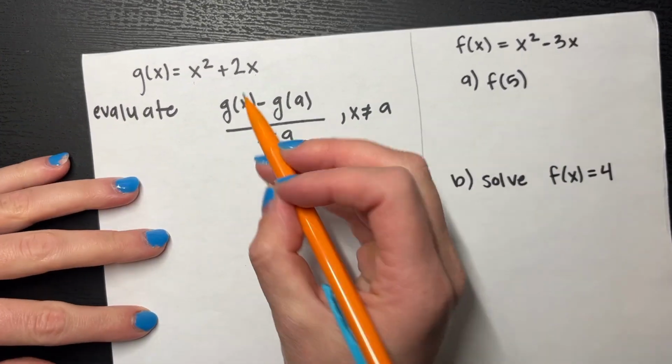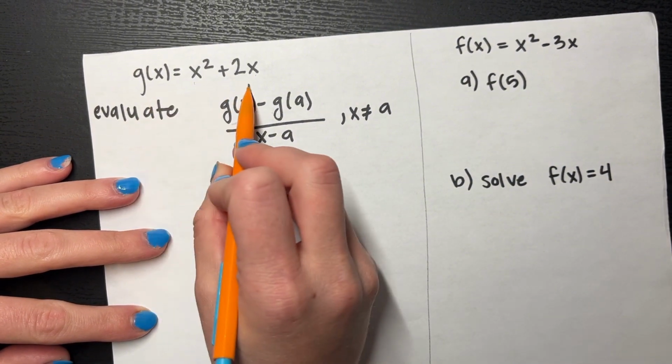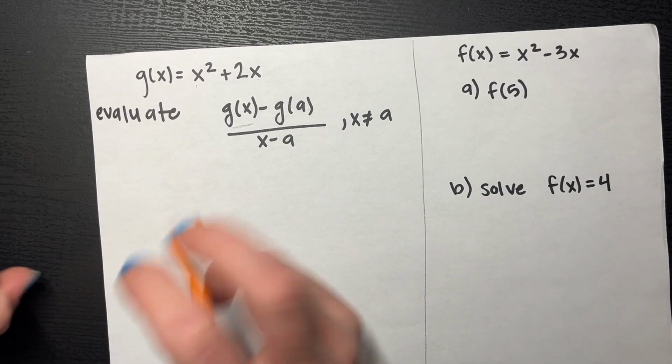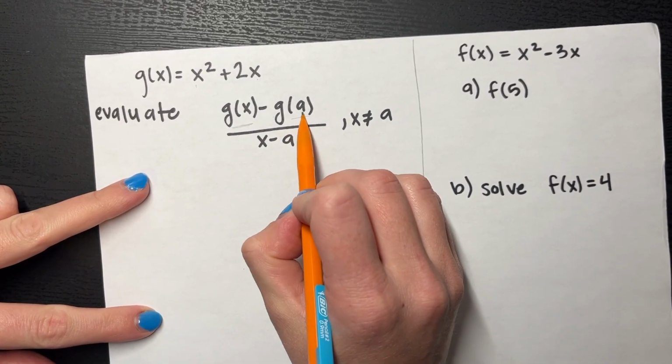So we need to evaluate g of x, which we've got already. They gave that to us, which is nice. That's just the basic function. But then we also need to evaluate g where x is equal to a.